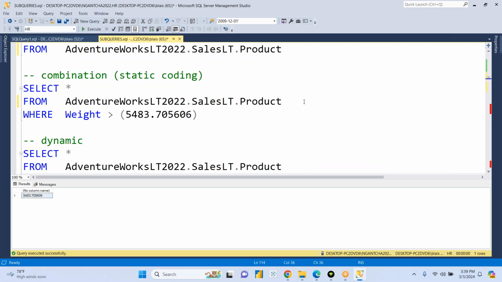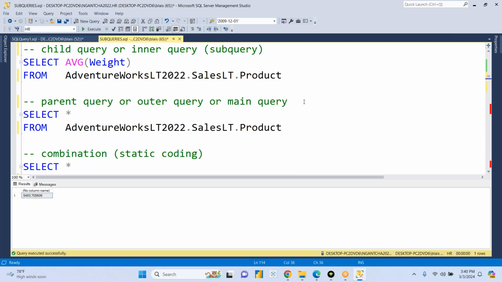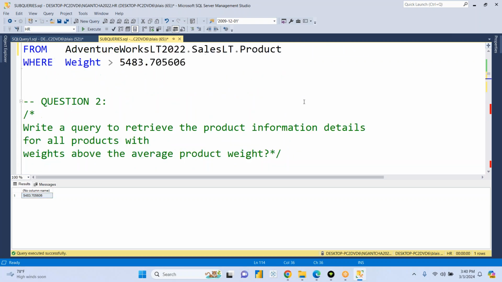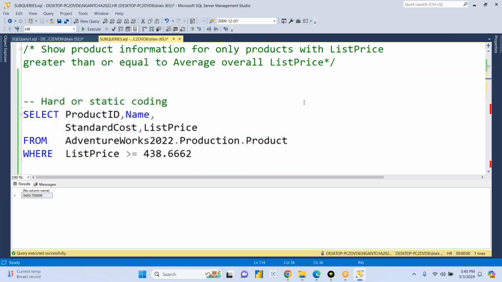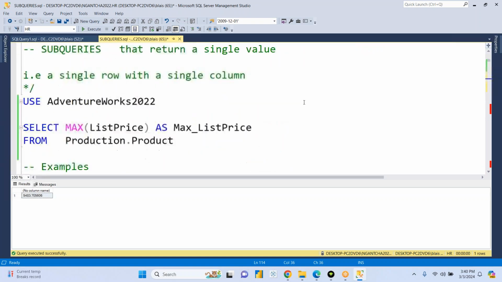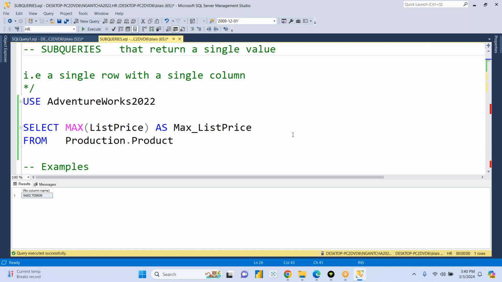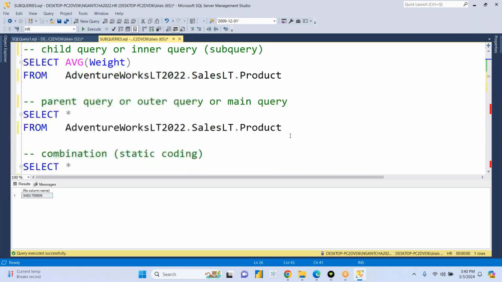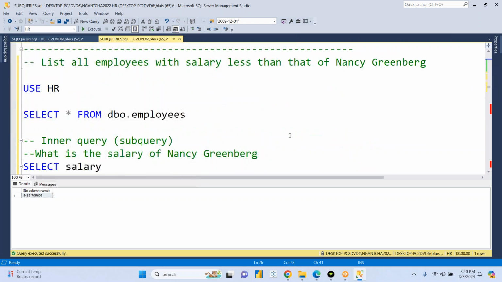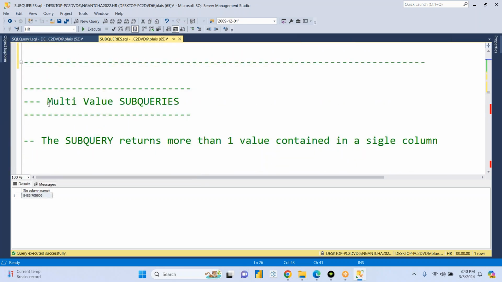There's a name for this, scalar subqueries. I think I put that in the top. Maybe we missed that. Let me go back so that we can now transition. That's A, focus: scalar subqueries. Subquery returns a single value. After the break, we're going to go to B, which is what? Multi-value subquery. This is the B part right here.